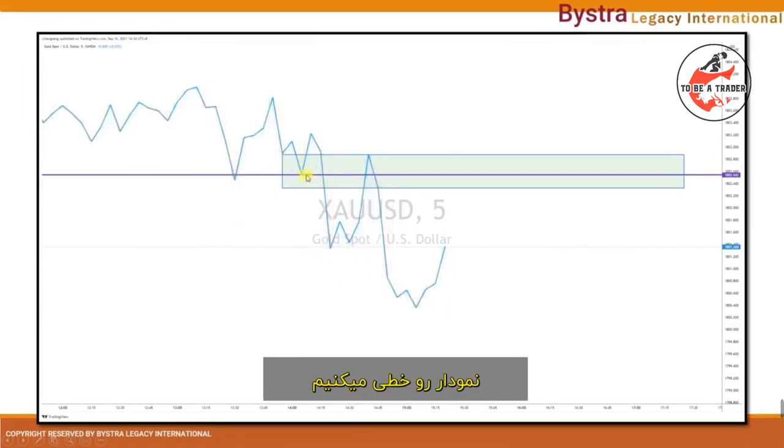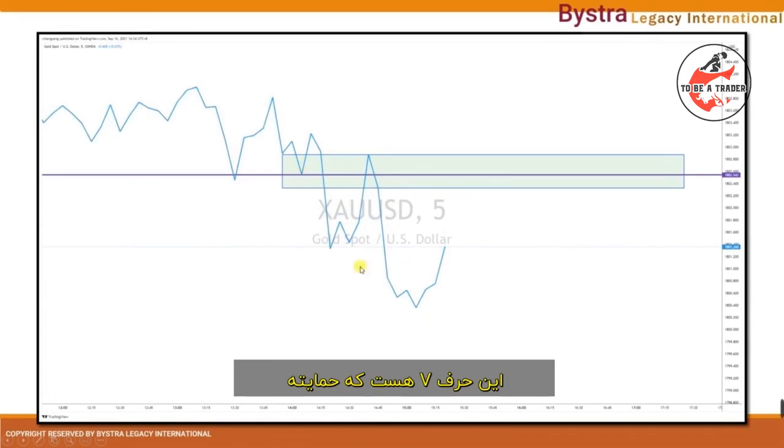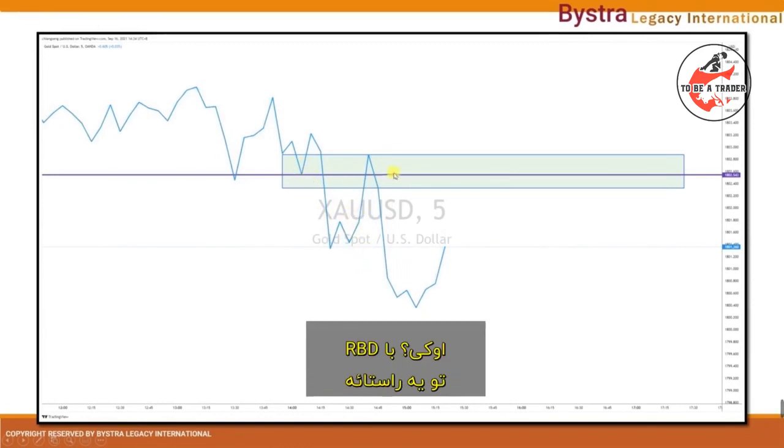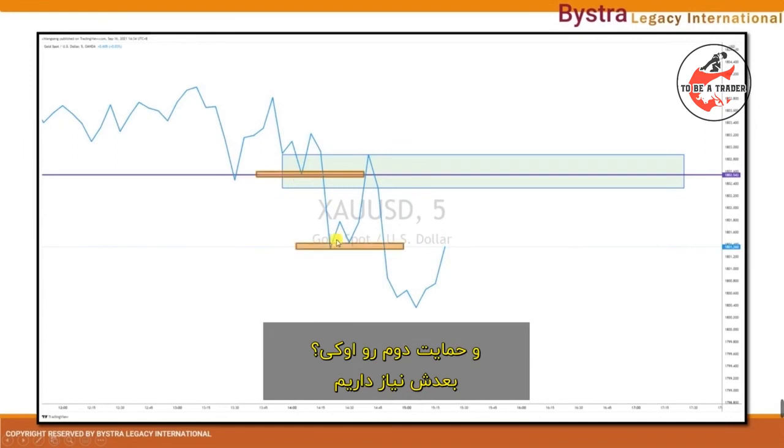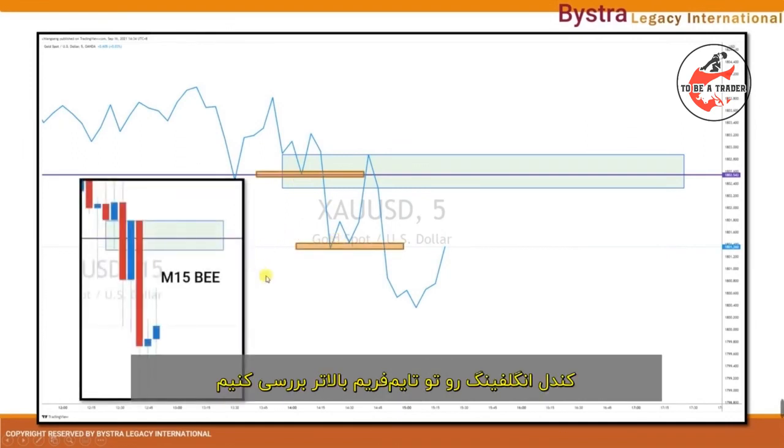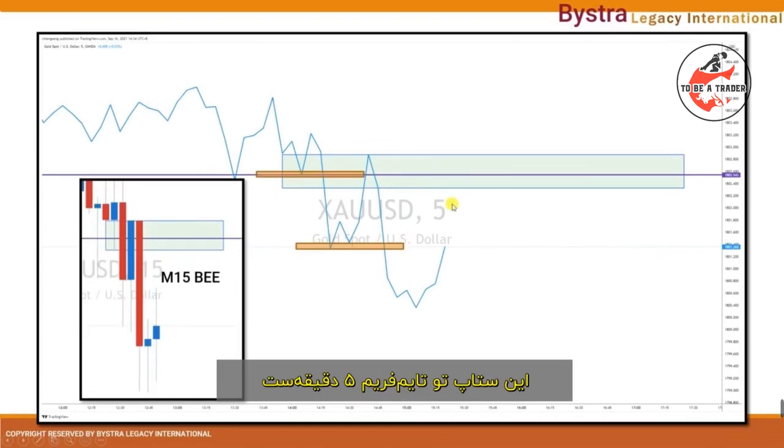Change to the line chart. This is a capital letter V, which is support. Okay, so it's aligned with the rally base drop. So we broke one support, broke the second support. Okay, and then we need to check the engulfing candle at the higher time frame. This is an M5 time frame setup.